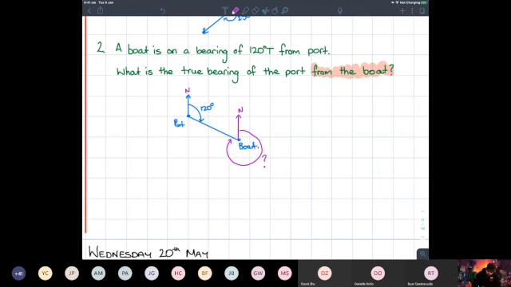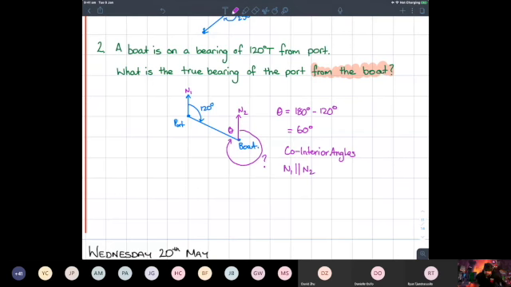So if I call this theta, theta is going to equal 180 degrees minus 120, which is 60 degrees. And I'm just going to do some little setup here. I'm going to call that north 1. I'm going to call that north 2. And I have co-interior angles because north 1 is parallel to north 2.